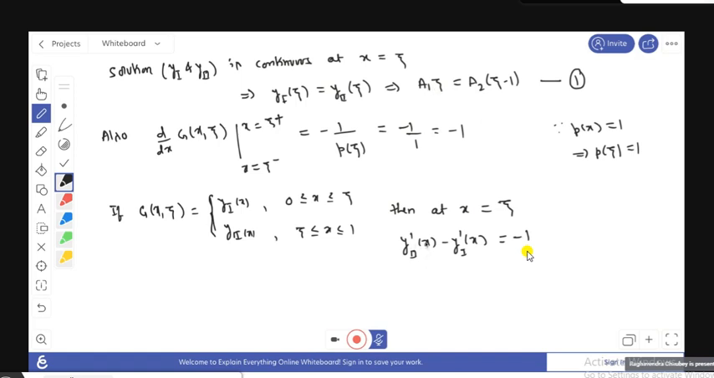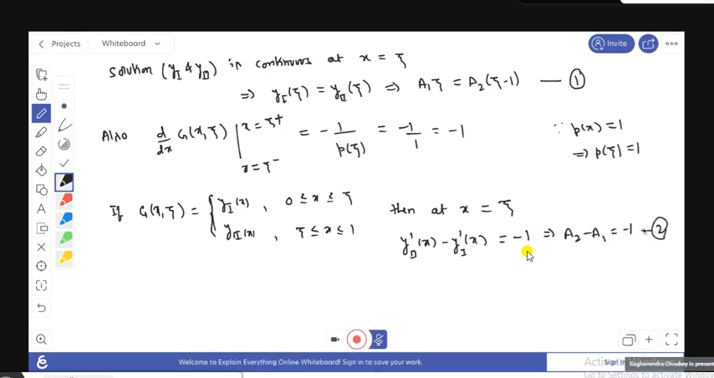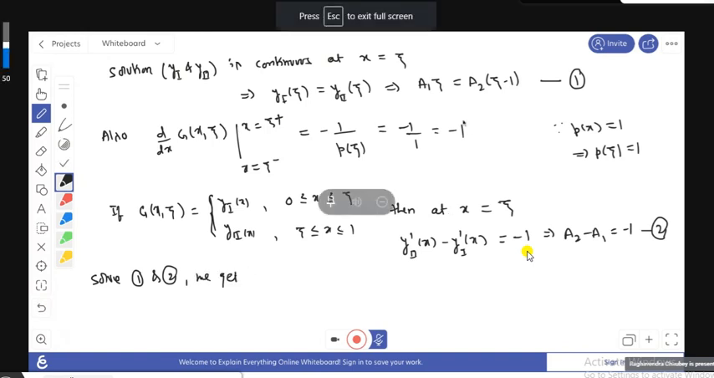So if we differentiate this, this becomes a2 and this becomes a1. So this implies you get a2 minus a1 equals minus 1. Suppose this is equation number 2. If we solve equations 1 and 2, we get the value of a1 and a2.